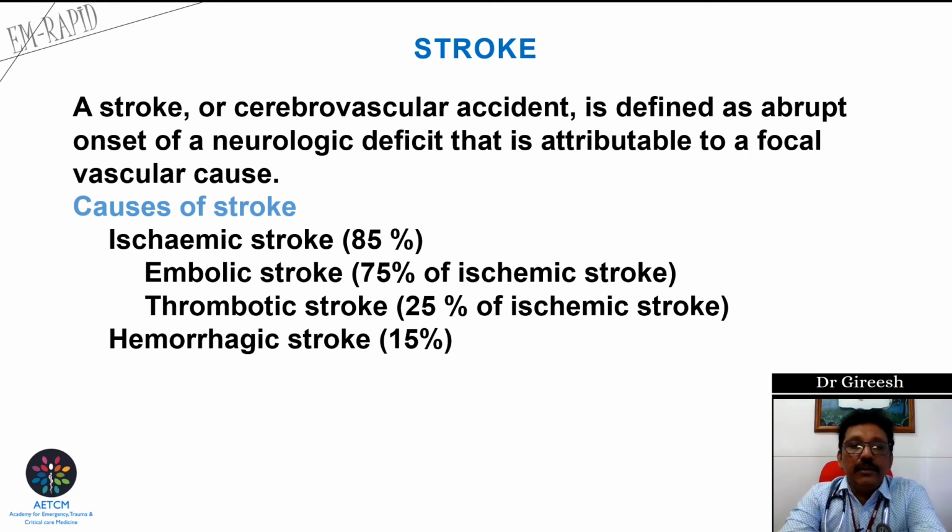One is ischemic stroke. 85% of the strokes are due to ischemia, whether due to embolism, which can be from the heart or any other arteries, thrombosis in a major artery, or hemorrhagic strokes. Hemorrhagic strokes are not very common. The commonest stroke is always ischemic stroke. In that, embolic strokes are predominant because embolism can occur from a thrombus. Thrombus can lead to embolic stroke, or a heart disease can produce embolism.